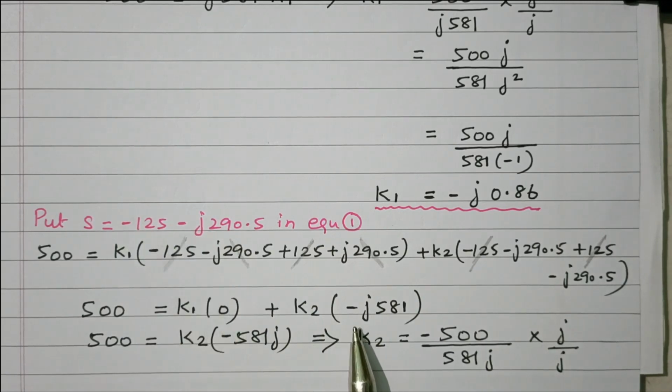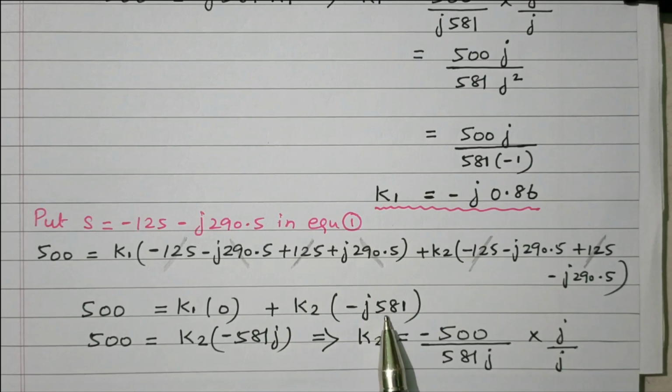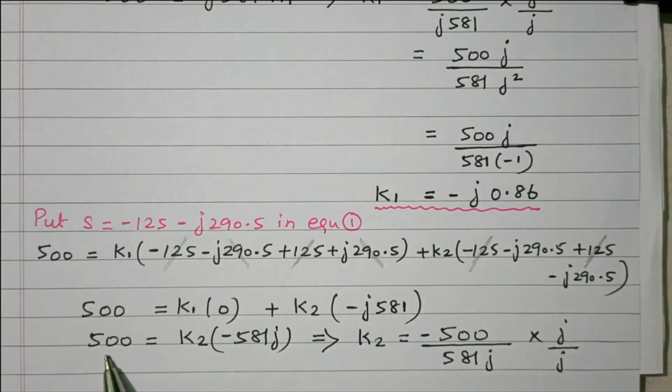Now here also the same thing. Minus, but here minus J 581 is available. So 500 equal to K2 into minus 581 J. So K2 equal to minus 500 divided by 581 J. Here also we multiply and divide by J. Now we'll go for further simplification.